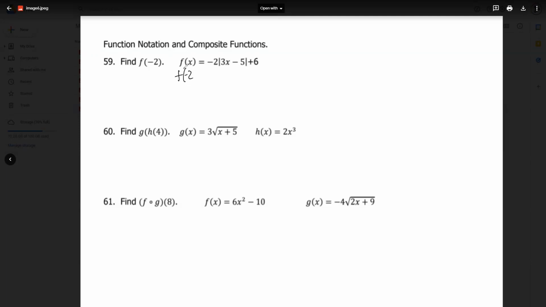So f of -2 looks like t equals the absolute value of 3 times -2 minus 5, absolute value closed, plus 6. Hopefully this feels simple enough. We'll just replace 3 times -2 with -6. And then if we're super careful, we'll realize that -6 and -5, it's a negative minus another number, so it becomes more negative, which means it will become -11.